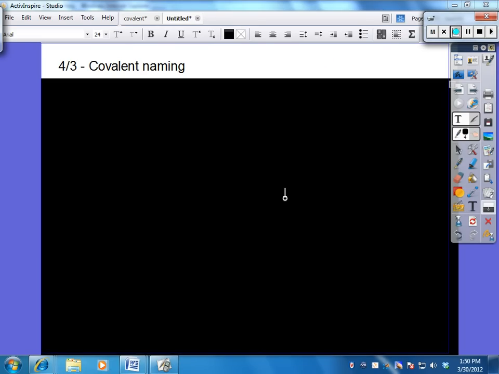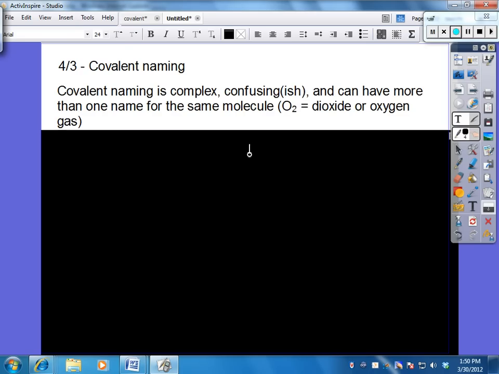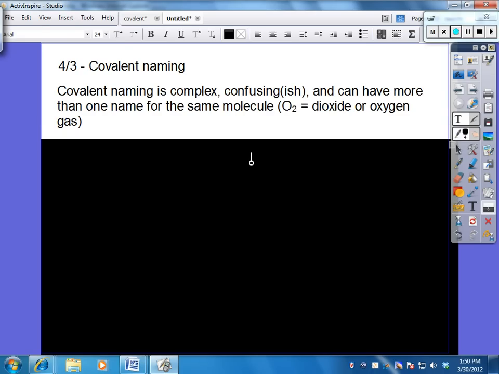So this is naming of covalent molecules. And the first thing you need to know is that covalent naming can be pretty complex, a little confusing, and the same molecule can have more than one name. So for example, O2 is dioxide, or is also more commonly referred to as oxygen gas.